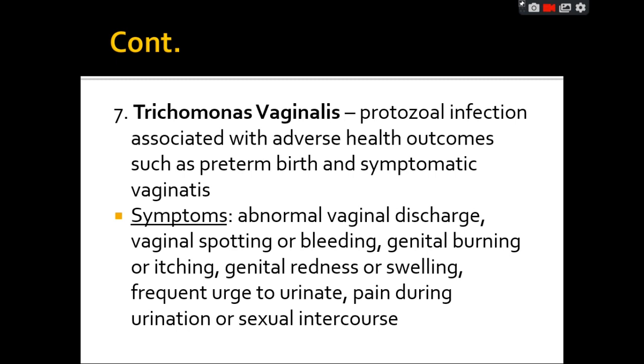So what are the symptoms of Trichomonas vaginalis? There might be abnormal vaginal discharge, which could be of different colors, with a strong smell. It might be brownish, yellowish, or greenish. Vaginal spotting or bleeding, genital burning or itching, genital redness or swelling, and a frequent urge to urinate. There is also pain during urination and sexual intercourse.